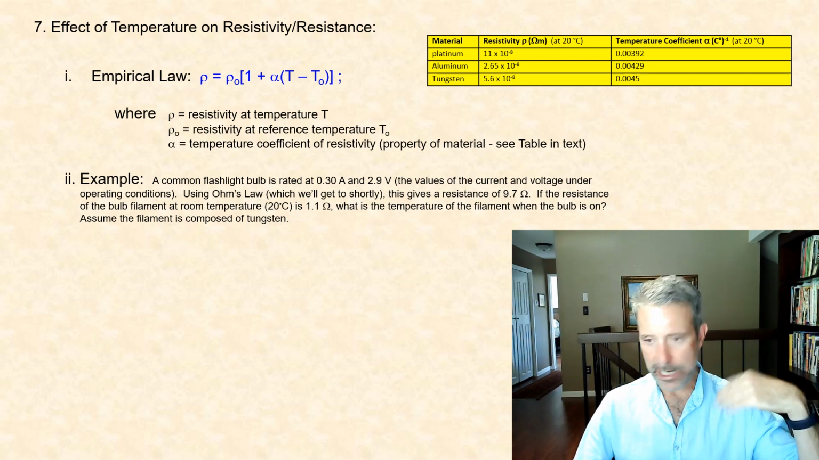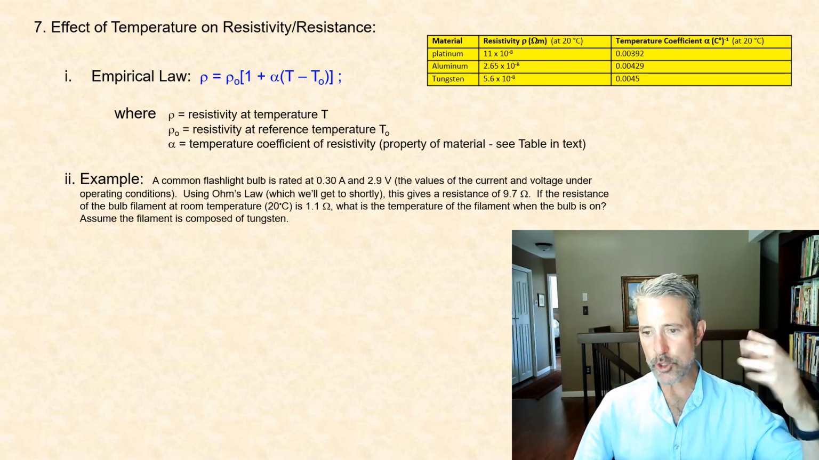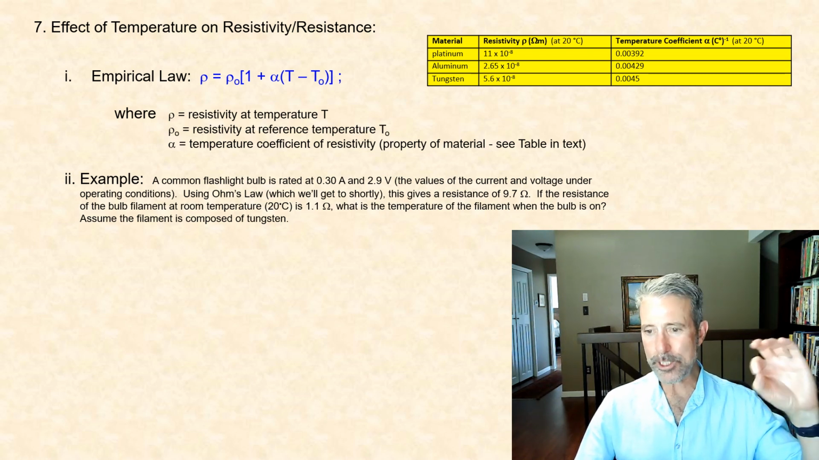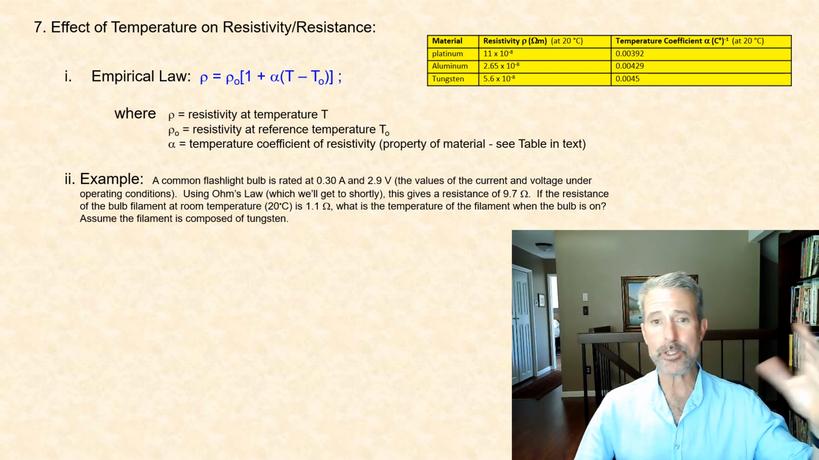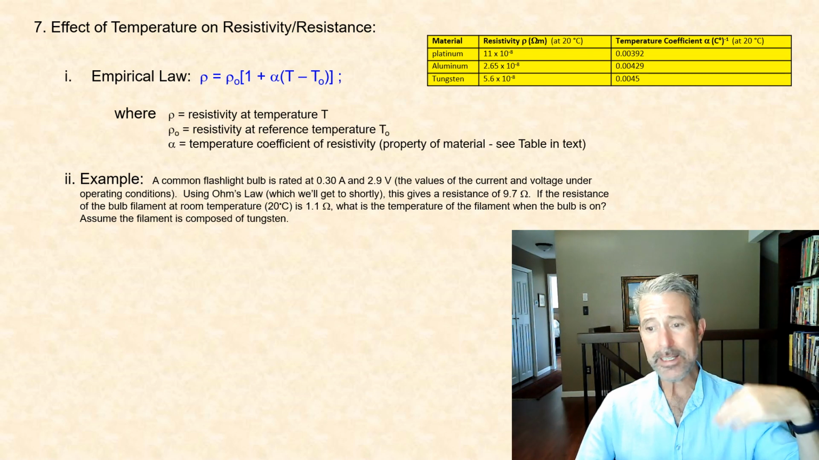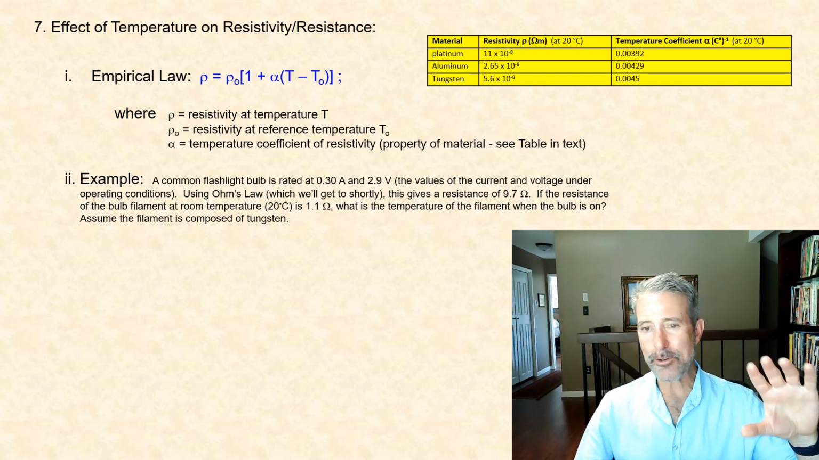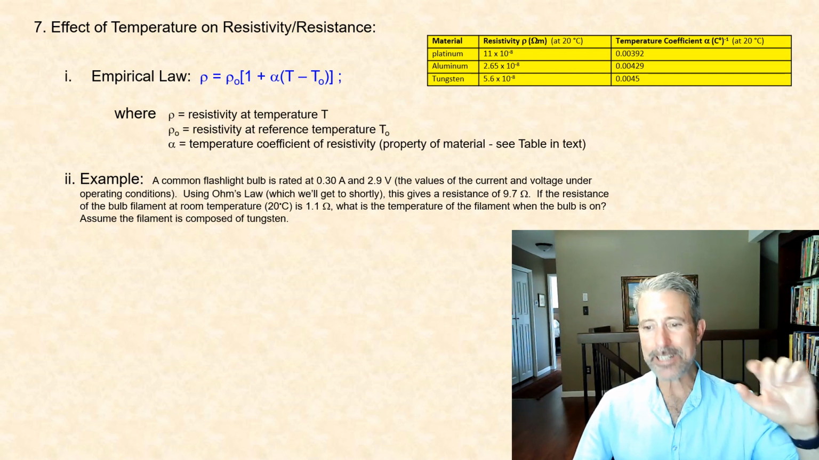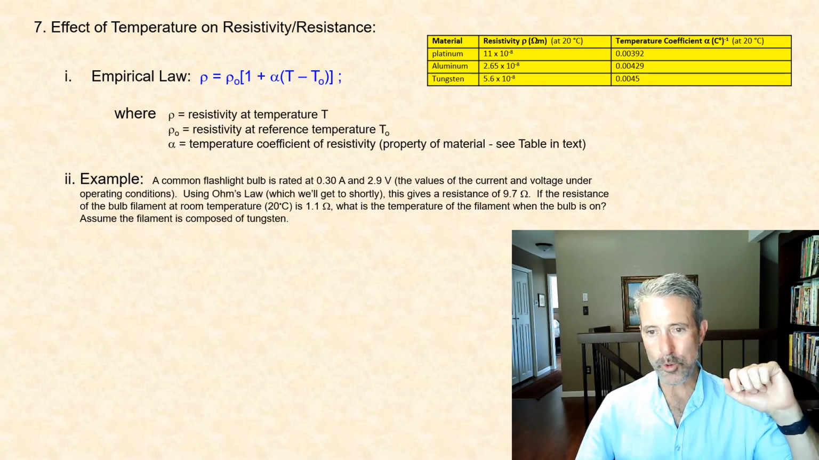And when the flashlight bulb actually has a current in it, there's a certain amount of resistance. Now, given the operating voltage and current, we could figure out what that resistance is using Ohm's law. We have not talked about that yet. We will very shortly. And by the way, Ohm's law will tell us what the resistance would be under these operating conditions. But I'm just going to give the value to you. It's 9.7 ohms, since we have not yet talked about Ohm's law. We will shortly, though.